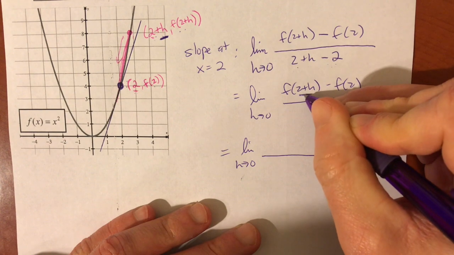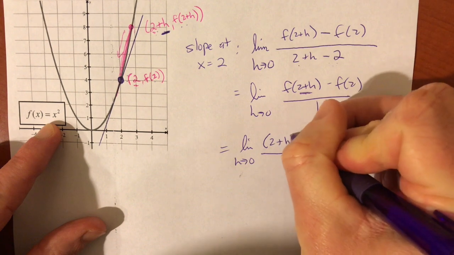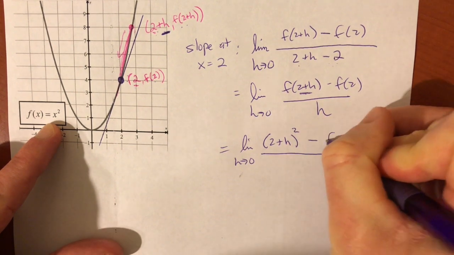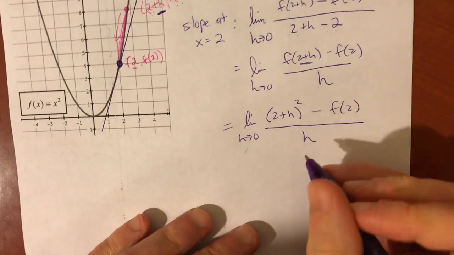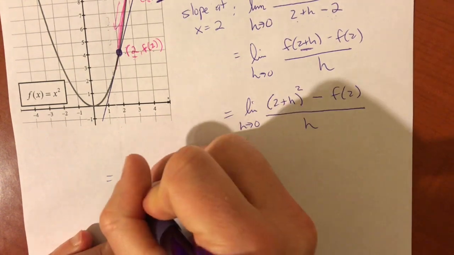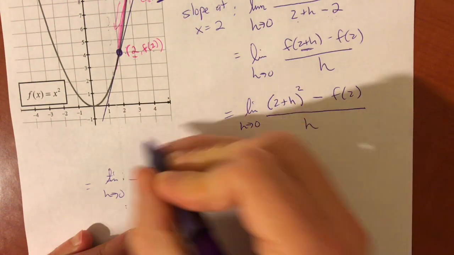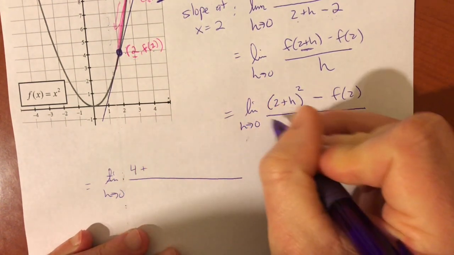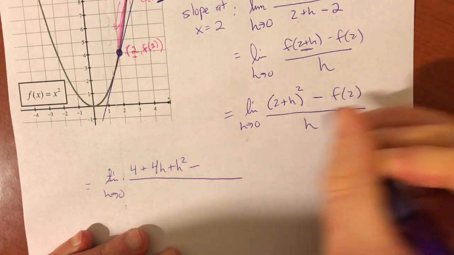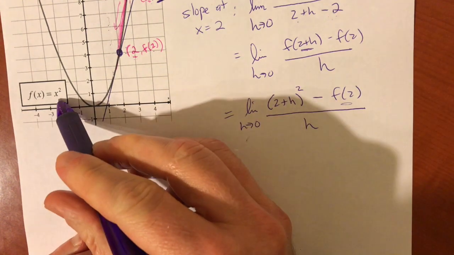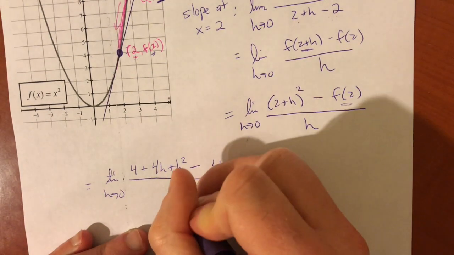Now, f of 2 plus h, for this function, f of x equals x squared, means you're doing 2 plus h squared minus f of 2 all over h. And now 2 plus h squared, that's a binomial here. I'm still taking the limit, I should have that out there. 2 plus h squared is going to be 4 plus 2h plus 2h plus h squared. Minus f of 2, and f of 2 is, of course, 4, which we knew was just the y coordinate at that point. Minus 4 all over h.